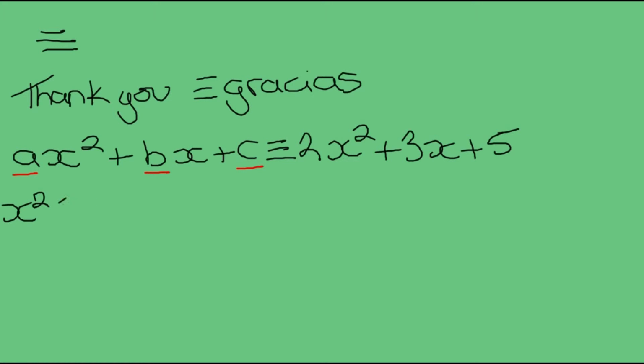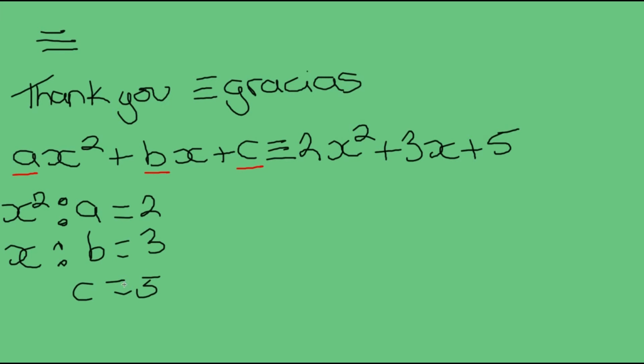For example, if we look at the x squared coefficient, a must equal 2. If we look at the x coefficient, b must equal 3. And for the very last one, c must equal 5. That's it. So no moving things around, nothing like that.